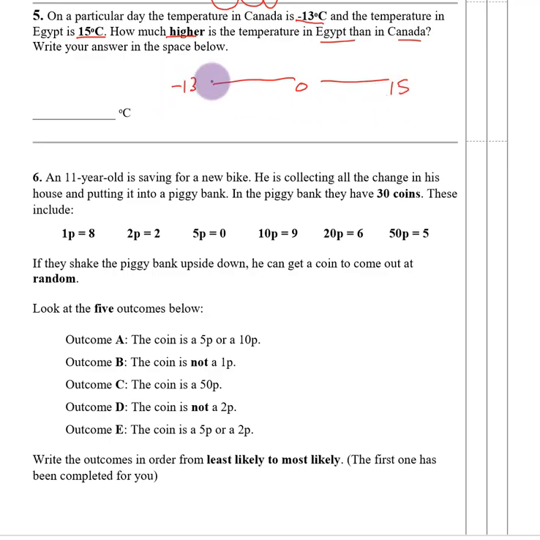So to get from minus 13 up to 0, all you're doing is adding 13. And then to get from 0 up to 15, you're adding 15. So effectively we're just doing add 13, add 15. So if we do 15 add 13, it will give us the difference, which is 28 degrees.